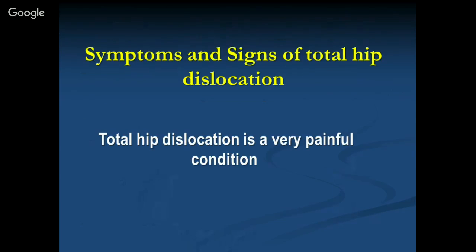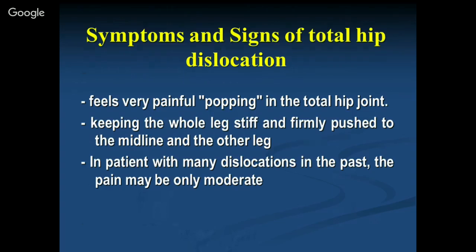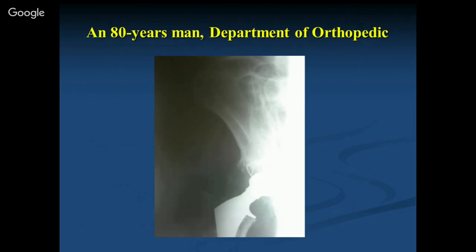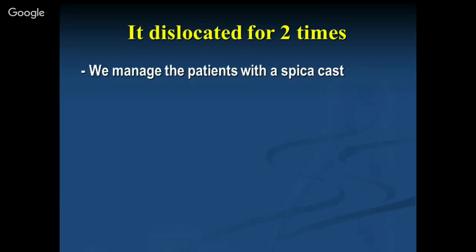Symptoms and signs: dislocation is a very painful condition. The patient feels a popping, something coming out from the head. Treatment of the first dislocation: if the patient has a first dislocation, this is conservative. Reduce the hip, we give a longitudinal traction, and post-reduction put the patient in an abduction orthosis or a spica cast for 4 weeks. This is an example. The hip is dislocated. If the dislocation happens a second time, we manage the patient with a spica cast.